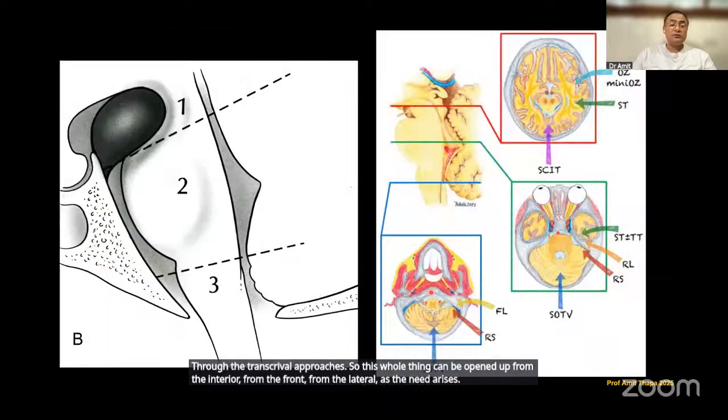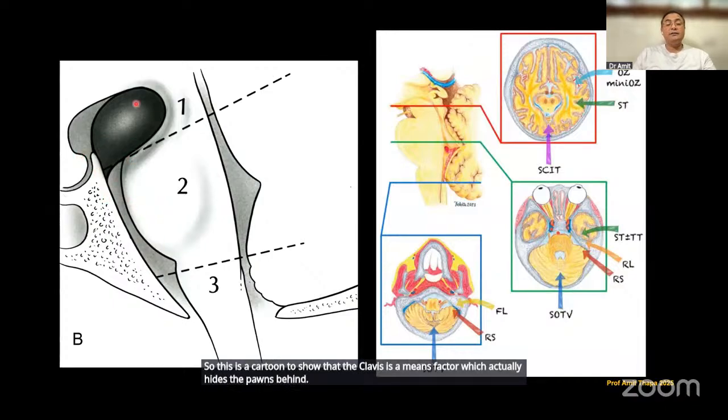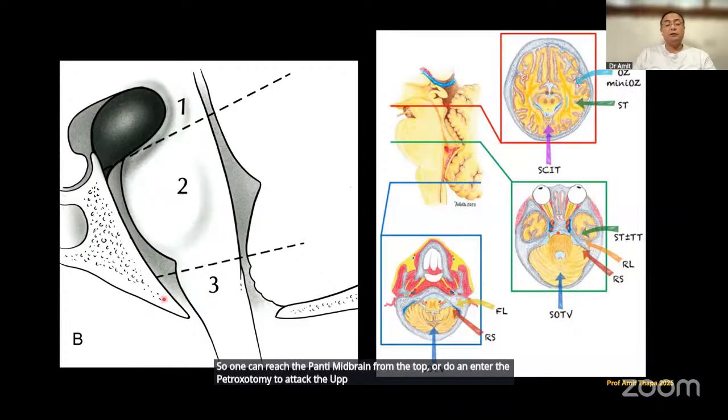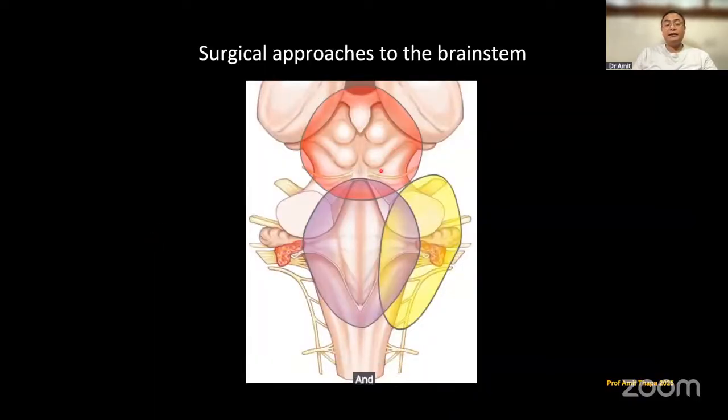So this is a cartoon to show that the clivus is the main factor which hides the pons behind. One can reach the midbrain from the top, or do an anterior petrosectomy to attack the upper part of the pons. However, to reach the medulla and the pons from the front, either you have to do a transclival approach or go from the lateral approaches. And from the back, it is either infratentorial or supratentorial approaches.